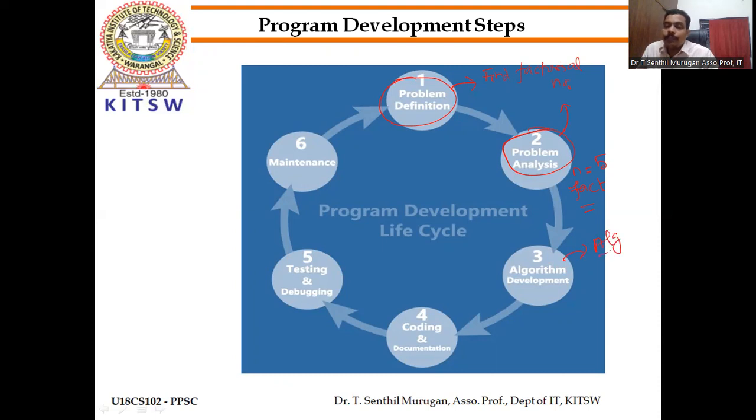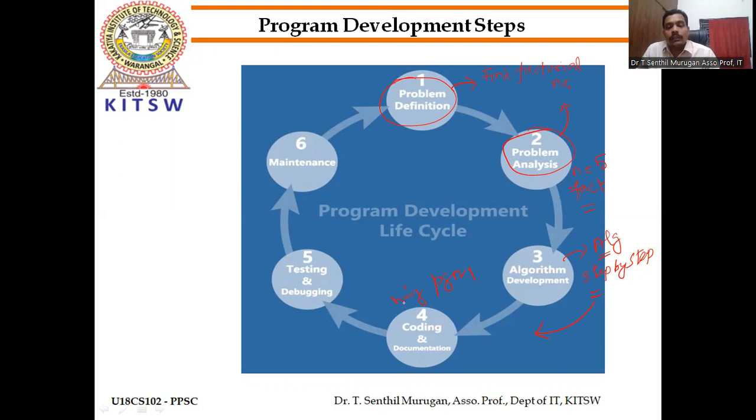What is an algorithm? Algorithm means a step-by-step procedure, which we write in the English language. It is not in a computer language; it is a human readable language. That is considered as an algorithm. Next one is coding. Coding means writing the program. Based on the algorithm, you can develop the code.